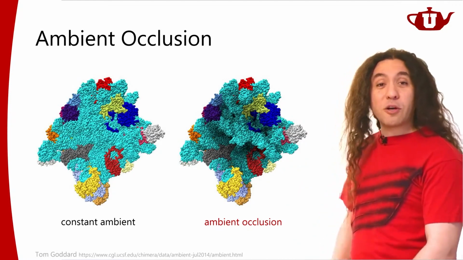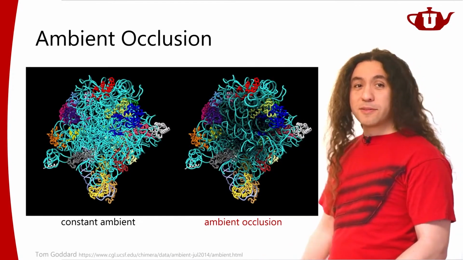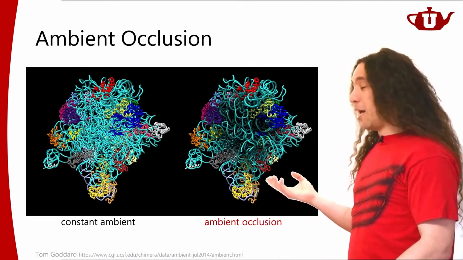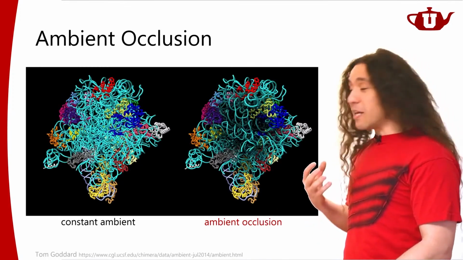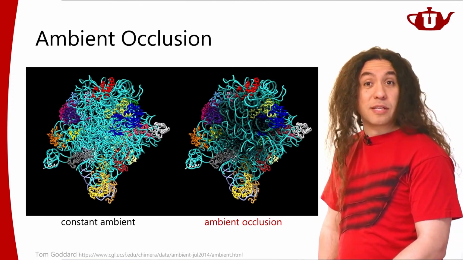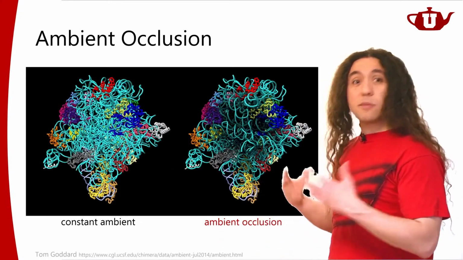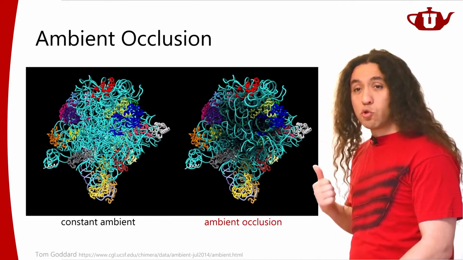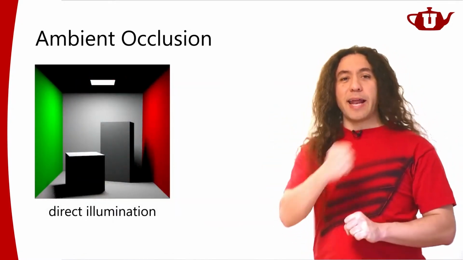Let me show you another example from the same database. Here's one, here's the other. Constant ambient versus ambient occlusion. All of a sudden, you can start seeing these 3D details. So it's a very powerful thing to add ambient occlusion to visualizations, especially when you're trying to visualize something so complicated that it's impossible to see the 3D data just by looking at it without ambient occlusion. Super powerful. So, okay, ambient occlusion is great. We love it. Let's add ambient occlusion to our scenes.